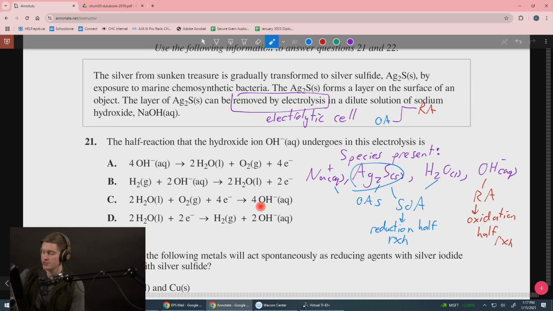This is the reaction C that you would find in the table. But this is a reduction half reaction. This is our reducing agent, so we're going to have to flip the reaction to show the oxidation half reaction, which has electrons on the product side. B and D are not the correct answers because hydrogen gas is not present anywhere in this description of our electrolysis.